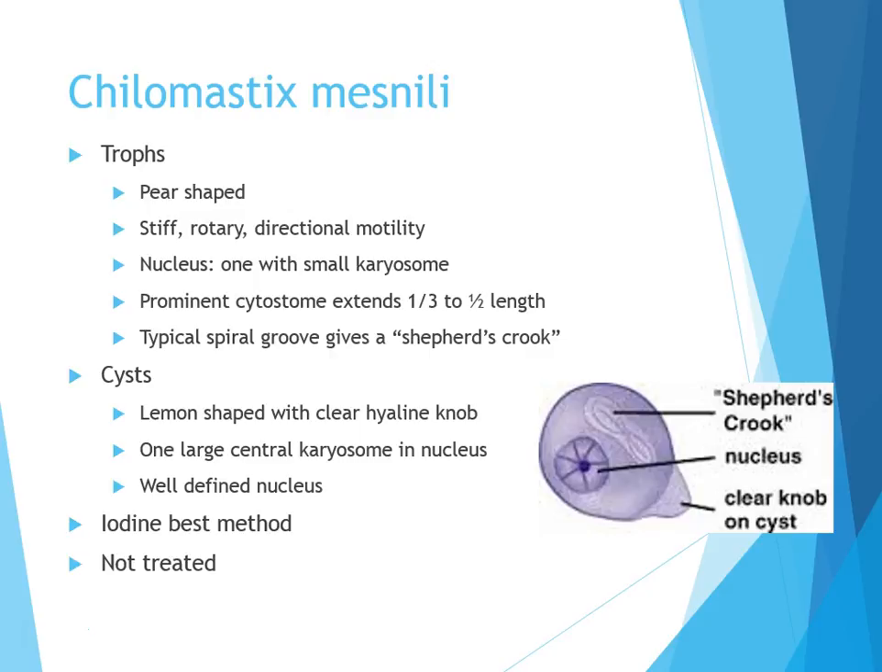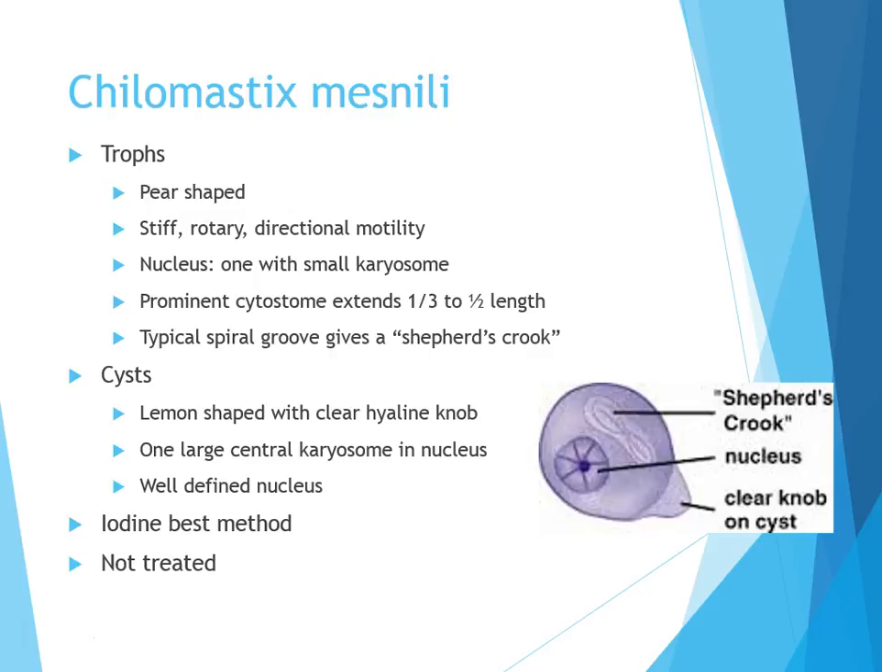Okay, Chilomastix mesnili. The troph is 5 to 25 micrometers. It's pear-shaped. It has stiff rotary directional motility. It has 1 nucleus with a small karyosome, a prominent cytostome, which extends 1/3 to 1/2 the length of the organism. It has a spiral groove that's said to give the organism a shepherd's crook.